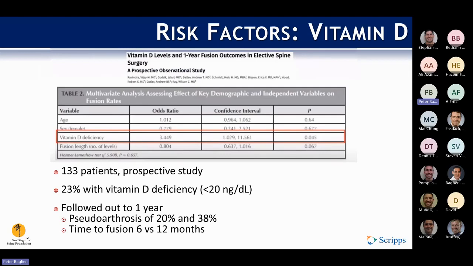This was a paper published in 2019 by Dr. Ravindra. They looked at 133 patients with vitamin D deficiency, which they defined as less than 20 nanograms per deciliter, and followed these patients out to 1 year. They noted about a 2 times increase in pseudoarthrosis rates in patients that were significantly vitamin D deficient. They also noted an increased time to fusion, at 12 months versus 6 months. That did not reach statistical significance in their cohort, but there was definitely a strong trend towards it.